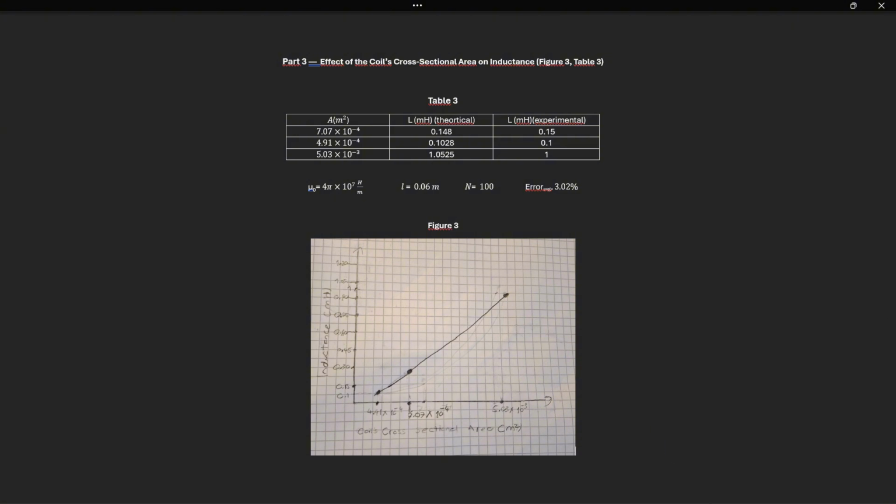In the third part, the data shows that increasing the cross-section area of the coil leads to an increase in inductance. This makes sense because a larger area allows more magnetic flux, and the graph clearly shows this with a linear increase. The error in this part was about 3.02%. This error may come from slight mistakes in diameter measurements or the coil not being perfectly centered on the tube.